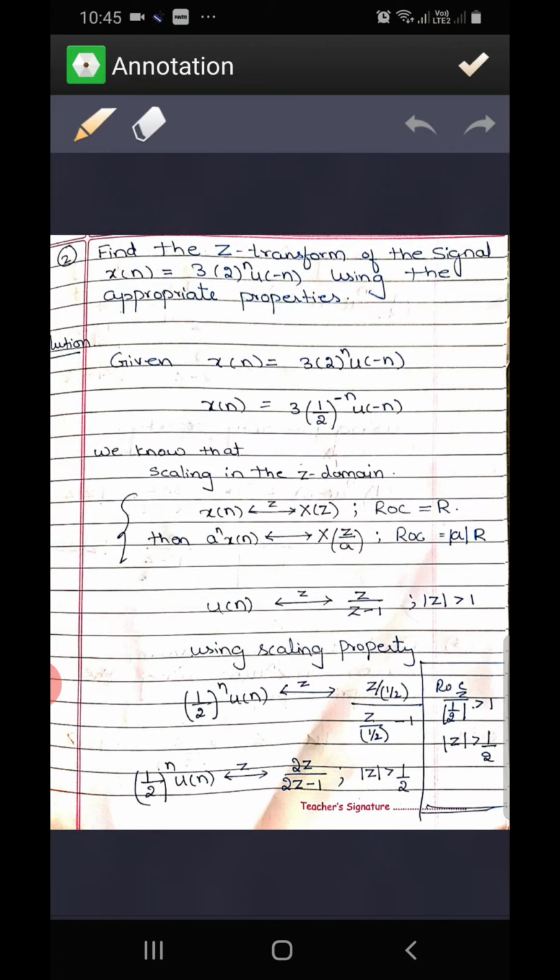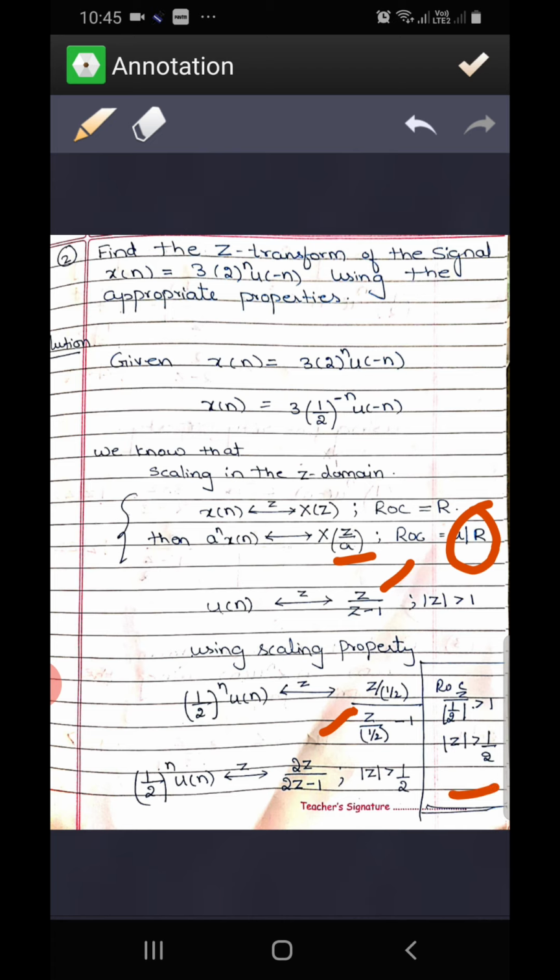Instead of a raised to n, we have 1 by 2 whole raised to n. So scaling will be wherever z is there, replaced by z by a here. Therefore here z by 1 by 2. Simplifying this one, we'll get 2z by 2. So even here the ROC will be 1 by 2 into z is greater than 1.